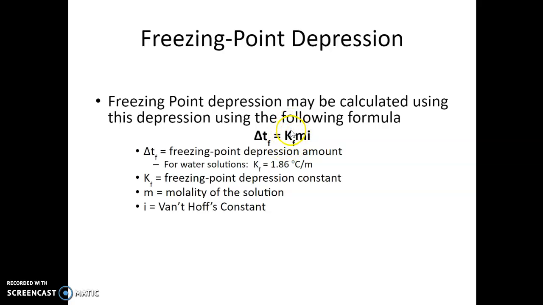So the change in the freezing point temperature is equal to this freezing point depression constant times the molality of the solution times i, which if we look down here, is the Van't Hoff constant. Van't Hoff was a German scientist, I want to say, either German or Swedish, and he discovered this constant. We're going to talk about what that is in just a moment, so stick with me. But each one of these things is something that you should be able to find.